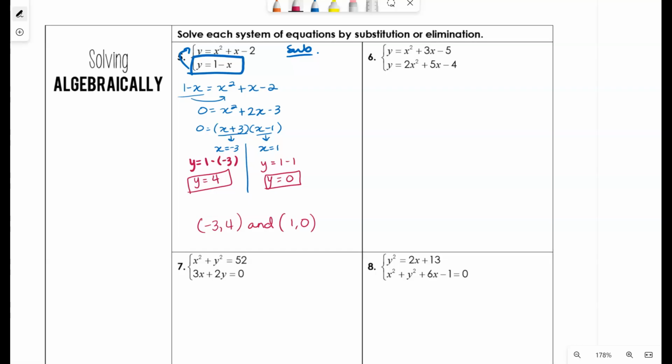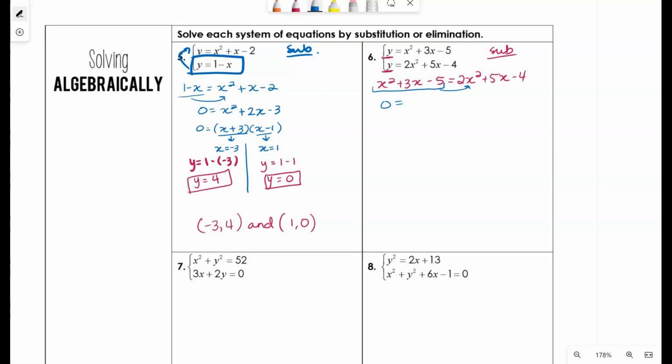All right, let's look at number 6 here. Number 6 has y equals x squared plus 3x minus 5, right? So notice we have two squares here. Because I have y equals and y equals, we can set them equal to each other. So we're still doing a form of substitution. We're going to have x squared plus 3x minus 5 equals 2x squared plus 5x minus 4.